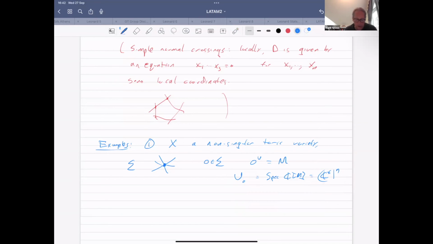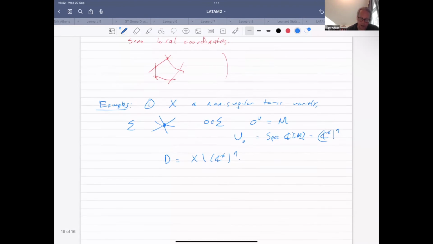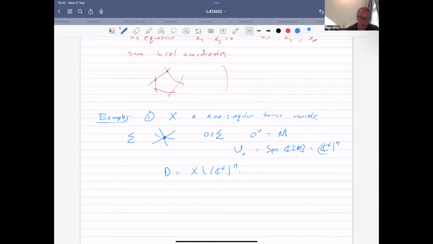So X will always contain a C star to the N, and we take D to be the complement of that C star to the N. And it turns out that's always an anti-canonical divisor. And maybe I should add the word projective toric variety here, since we insisted that we would deal with projective varieties. So D is anti-canonical.